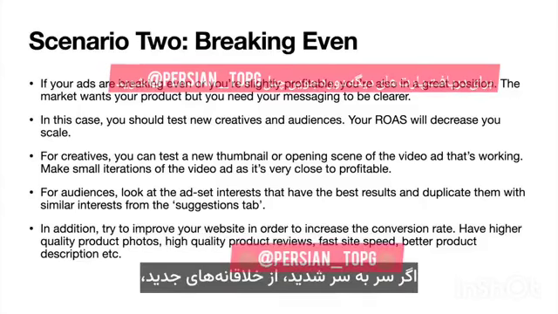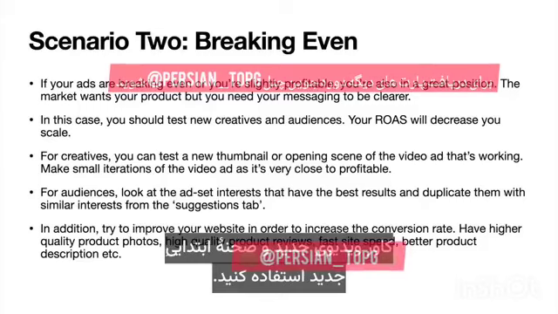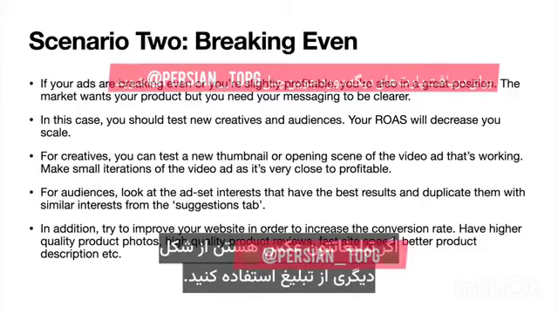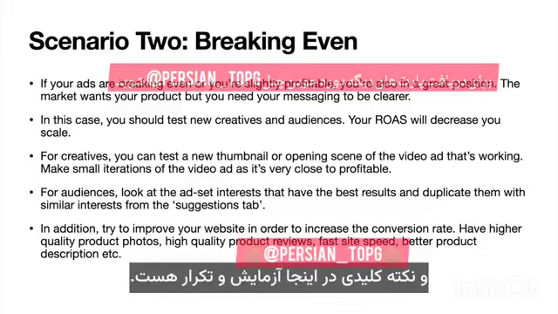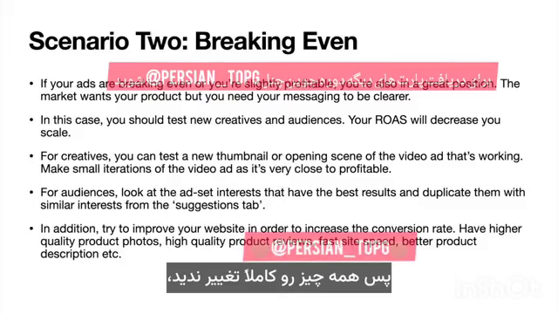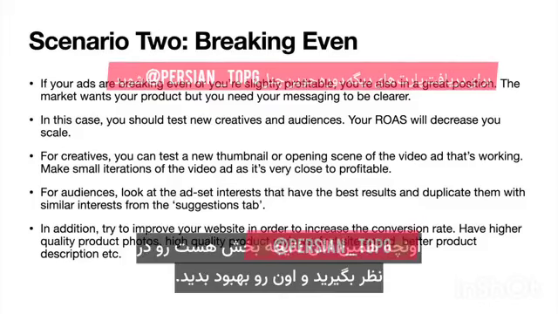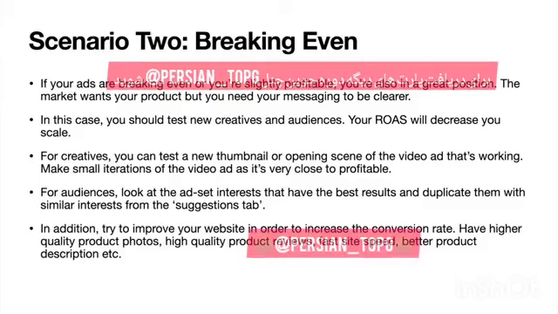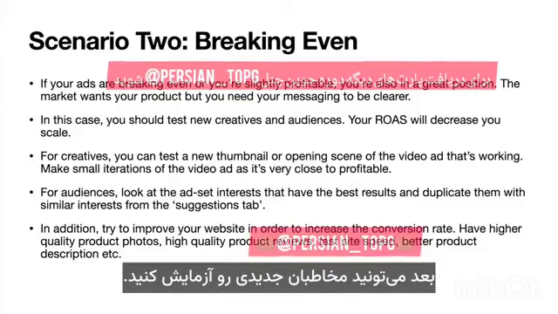If you're breaking even, test new creatives, test a new thumbnail, a new opening scene. If you're doing photo ads, test a new variation of that. And the key here is to test an iteration, because your products or your ads are breaking even, right? They're working, but they need to be clearer. So don't go ahead and completely change everything. Take what's working already and just optimize it to make it better. Next, you can test new audiences.